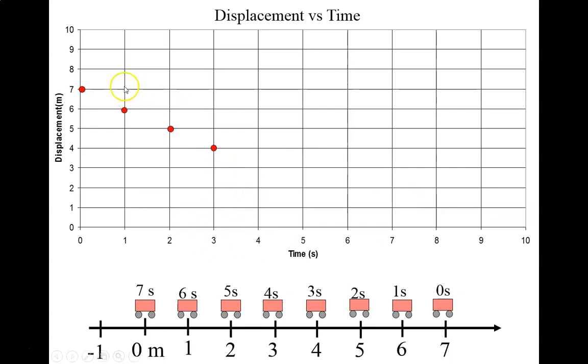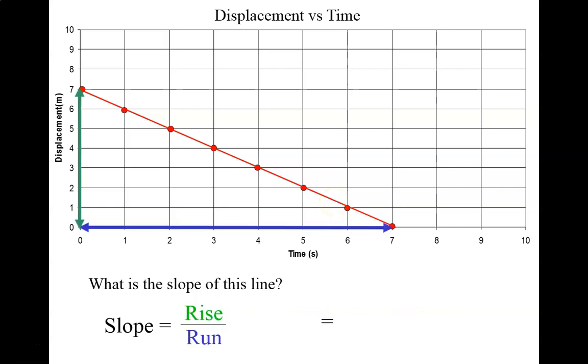So again, each second it's going down a meter. Each second it's going down a meter. Okay. And we would generate a straight line. It's a straight line because it's moving at a constant velocity. And it's sloped downward because it's a negative velocity. Okay, so negative slope means negative velocity, means moving backwards.